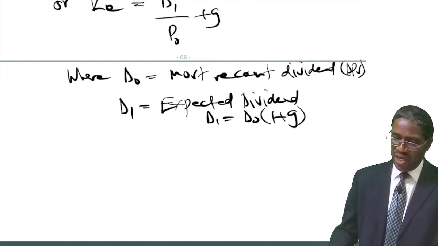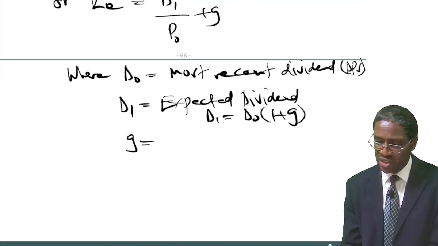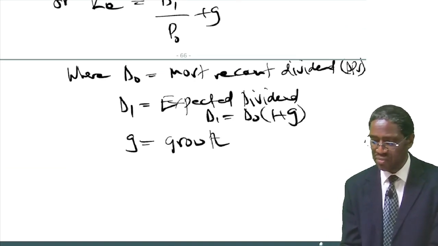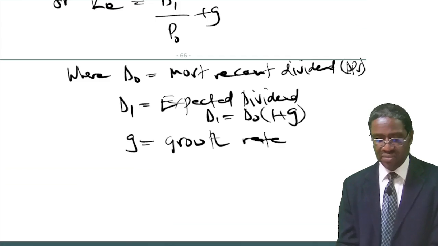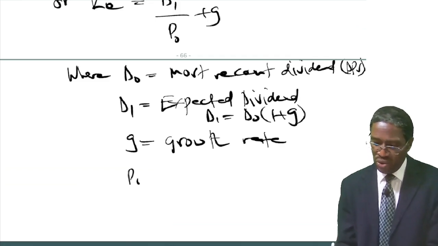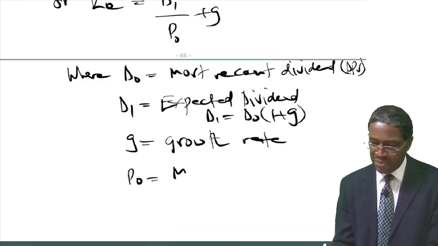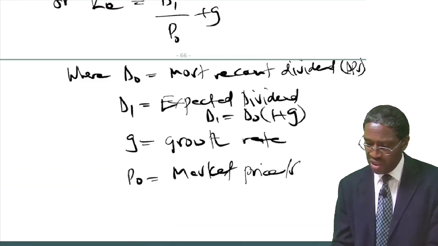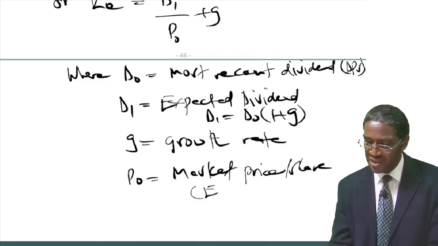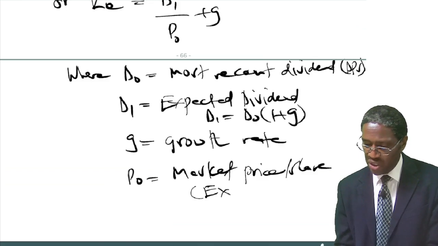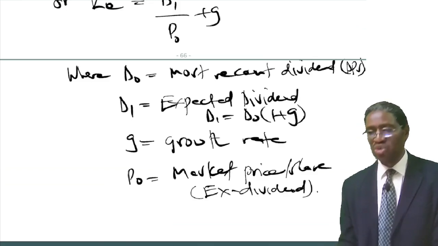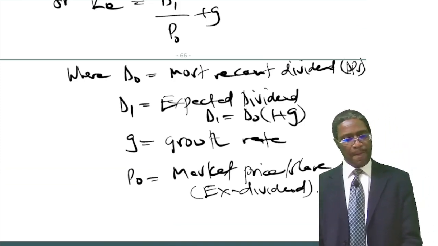Then we can put down G. We are still quoting the symbols. G represents the growth rate. And PO represents the market price per share. And I told you again, it should be ex-dividend. That market price should be quoted ex-dividend. Good.